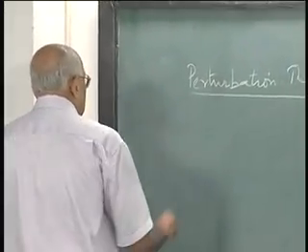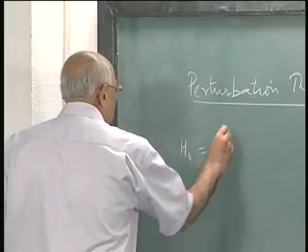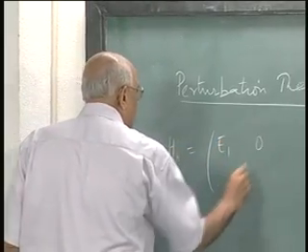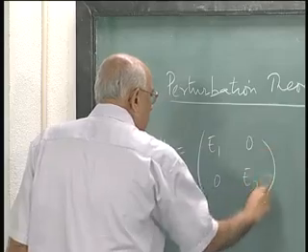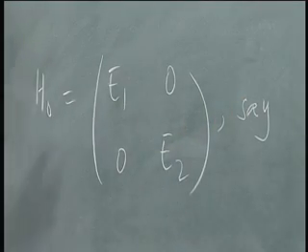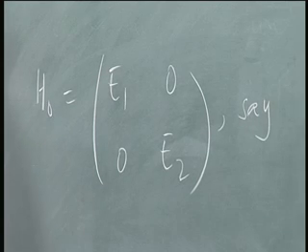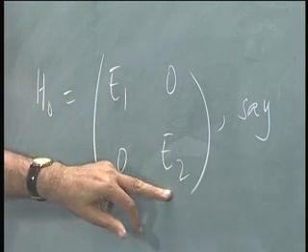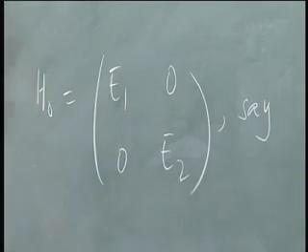Just to set the stage and show you what can happen, let us take a very simple example where H naught is a 2 by 2 matrix, and suppose H naught has two energy levels. So H naught is of this form. There are two energy levels, let me call them E1 and E2. I have already diagonalized H naught and written it in its eigenbasis so that you have two eigenvalues and the off diagonal elements are 0.